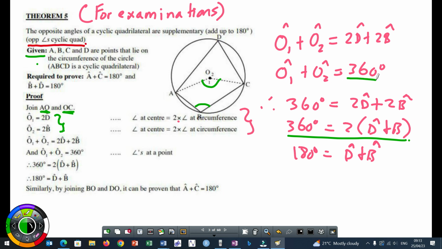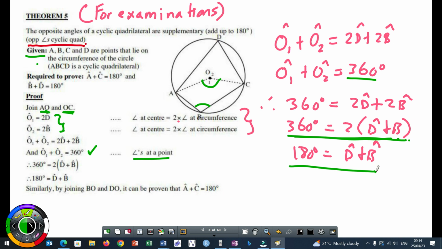They are angles around a point, so we have that in the reason. Because the sum of O1 and O2 is equal to 360, and because 2D plus 2B can be written as 2 times angle D plus angle B, we can divide both sides by 2. If I divide both sides by 2 in this equation, I'll come to that equation. Which means indeed, angle D plus angle B is equal to 180 degrees.